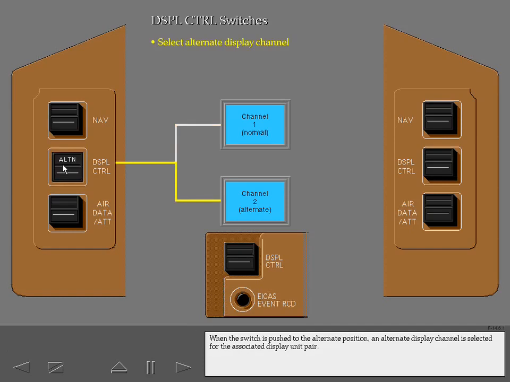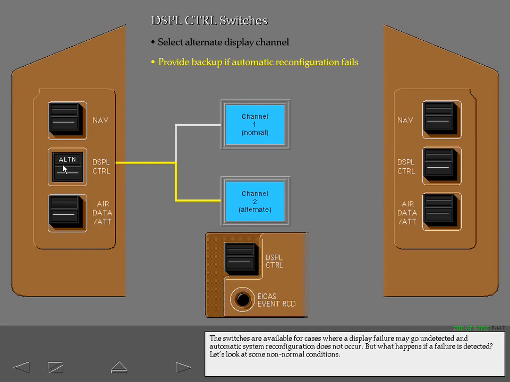When the switch is pushed to the alternate position, an alternate display channel is selected for the associated display unit pair. The switches are available for cases where a display failure may go undetected and automatic system reconfiguration does not occur. But what happens if a failure is detected? Let's look at some non-normal conditions.